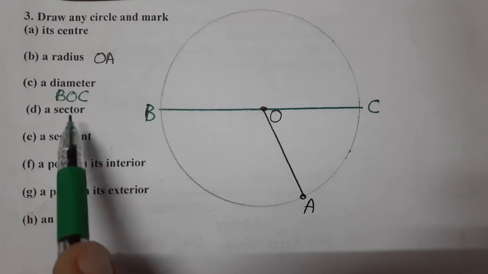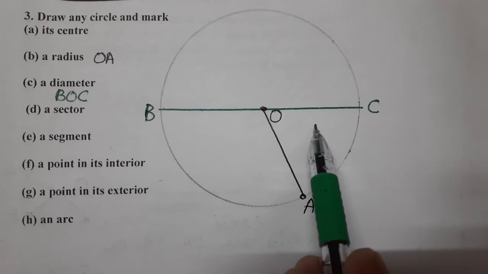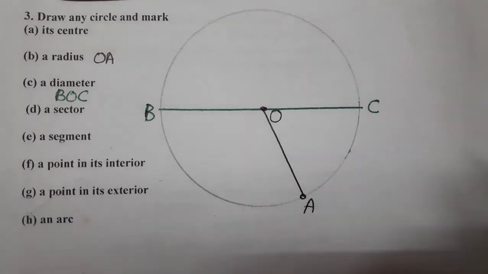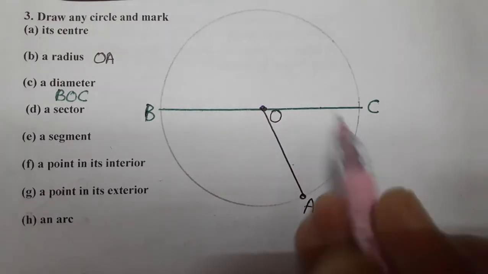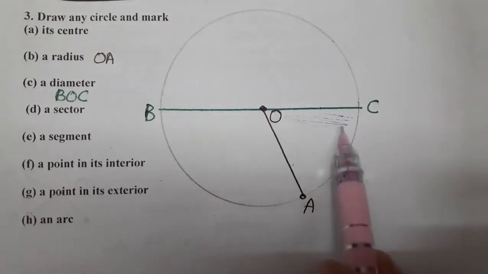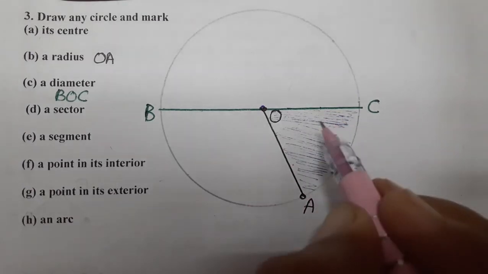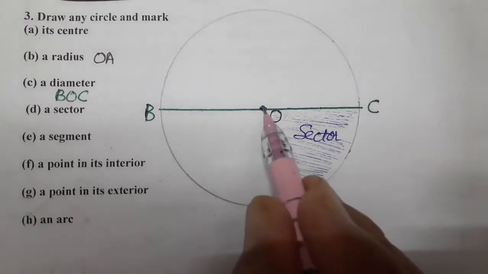Next one, sector. What is a sector? A sector is the area joining two radii and an arc. So this portion is this one. These are the two radii, OC and OA, and this area is the sector. This is the sector. So the sector is AOC.